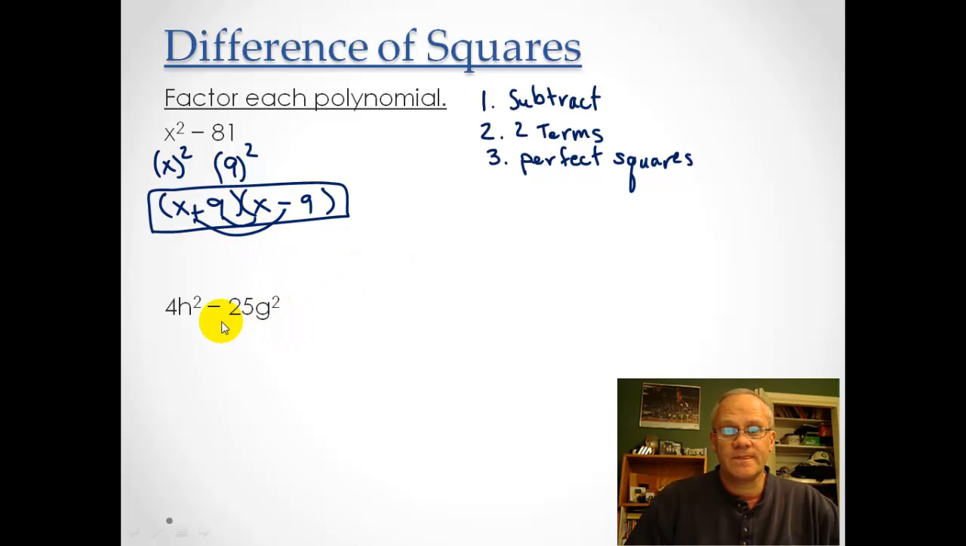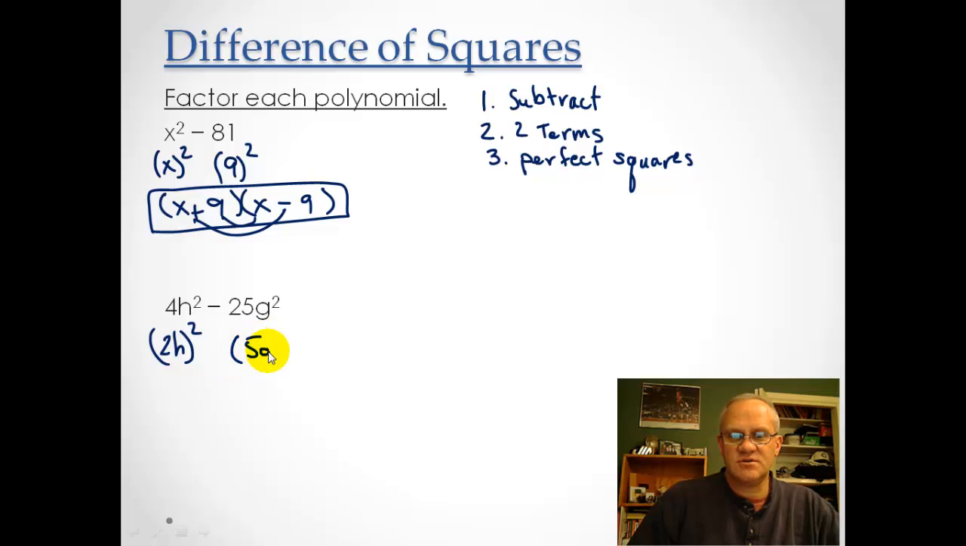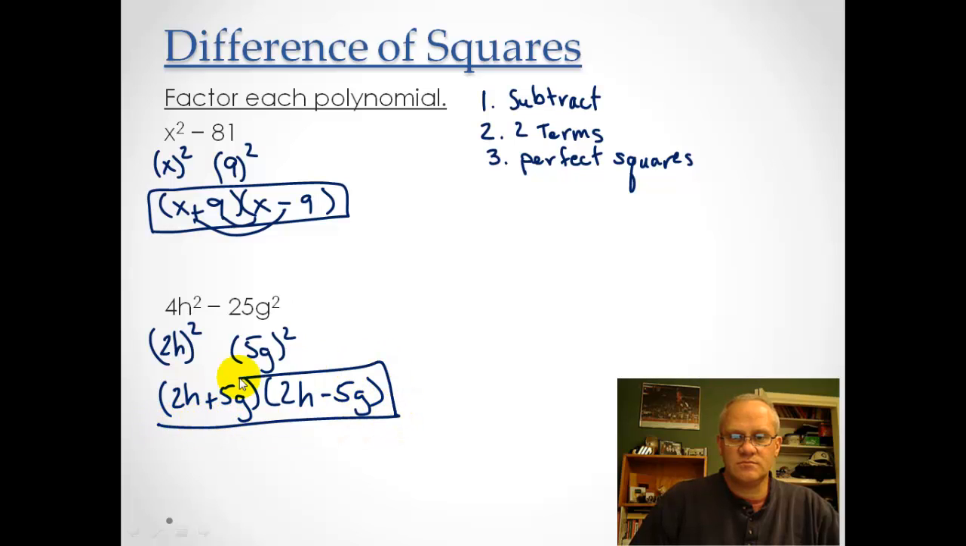All right, let's look at the next one. A little trickier, but let's see what we can figure out. Are there two terms? Check. All right, is this one a perfect square? Well, it's going to be 2h times 2h, or 2h squared. And then what about 25g squared? 5g times 5g, or 5g squared. So two terms, they're both perfect squares. Is it subtraction? Yes. And so the pattern here tells me 2h plus 5g, 2h minus 5g. That's it. So no matter how complicated these are in here, if you can figure out that it is a perfect square, you just follow that pattern, plus minus.